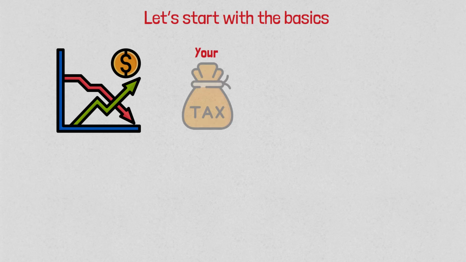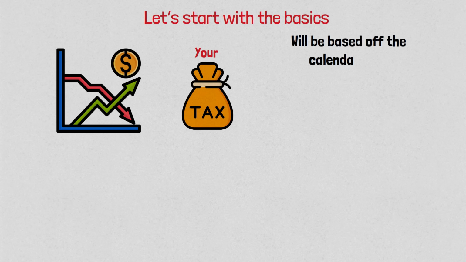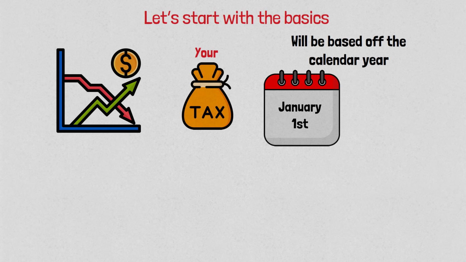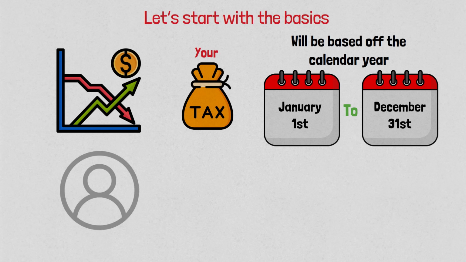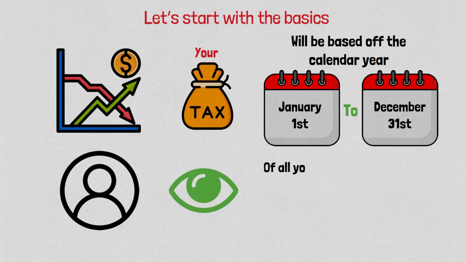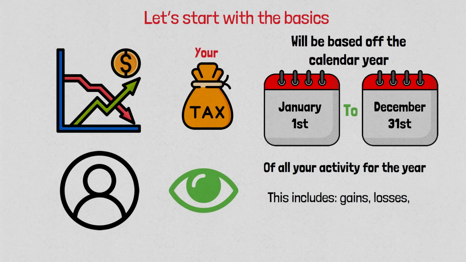So let's start with the basics. In the stock market, your taxes will be based off the calendar year. So we're talking about January 1st to December 31st. Your brokerage account will keep track of all your activity for the year, and this is going to include gains, losses, interest, dividends, etc.